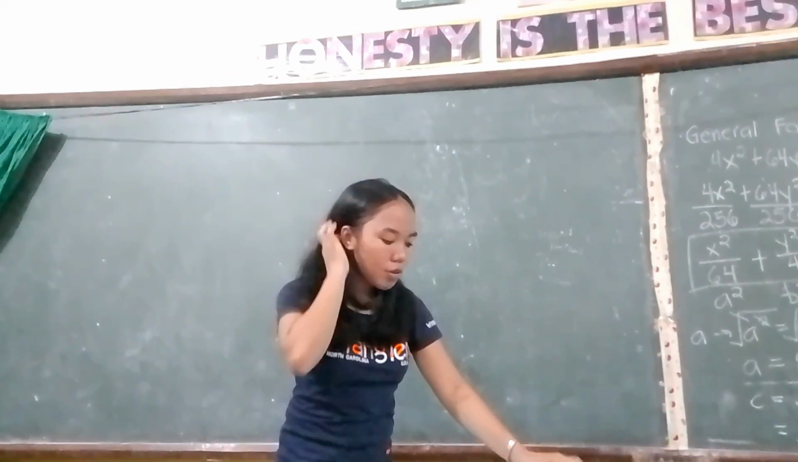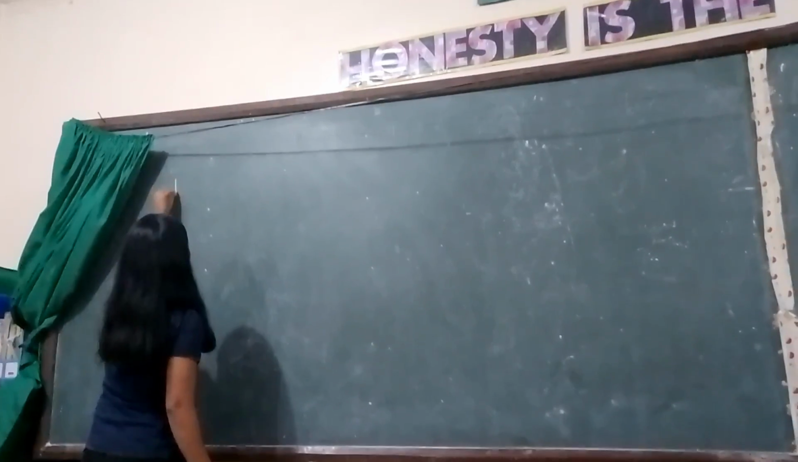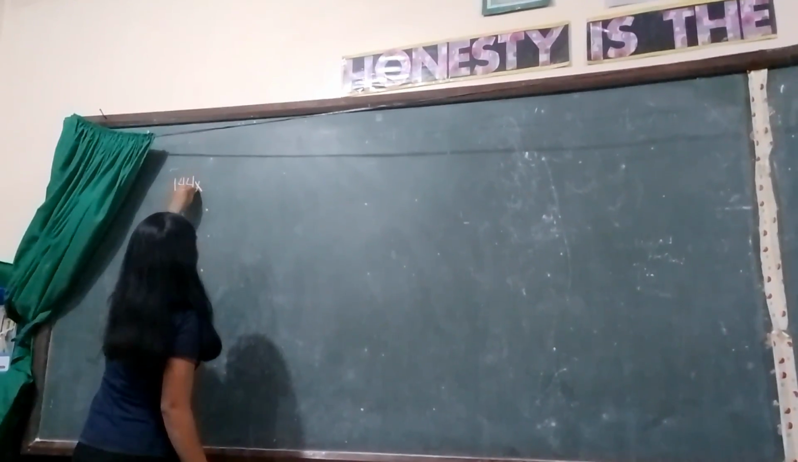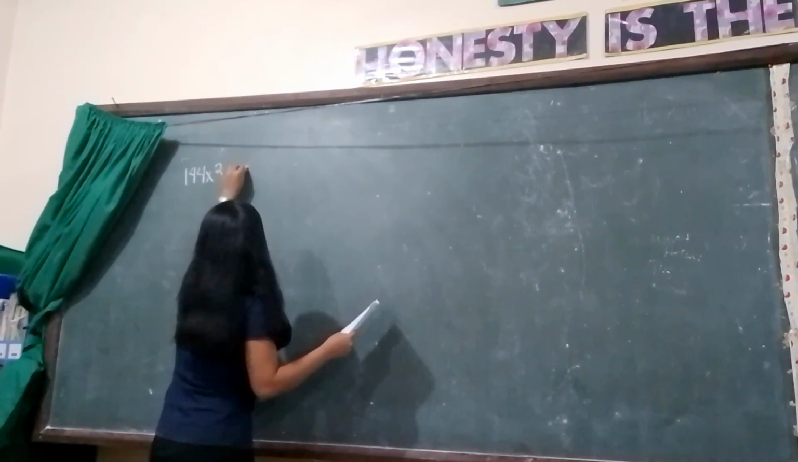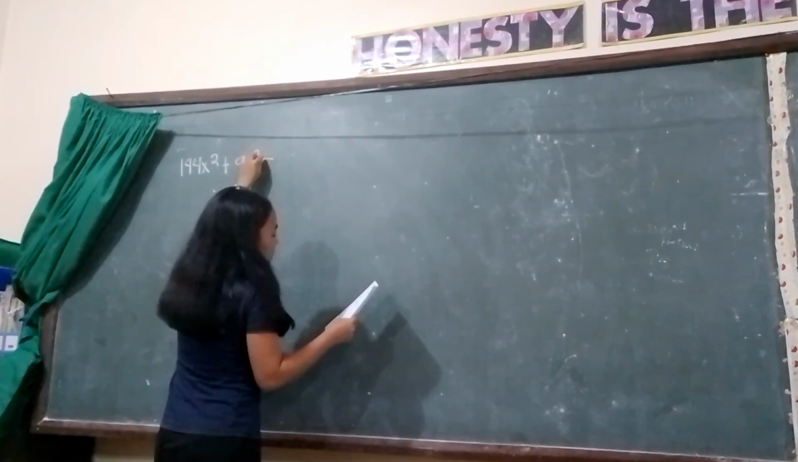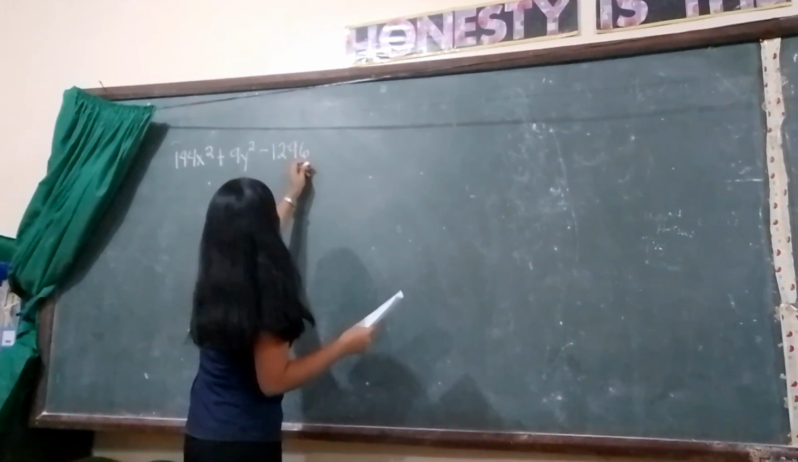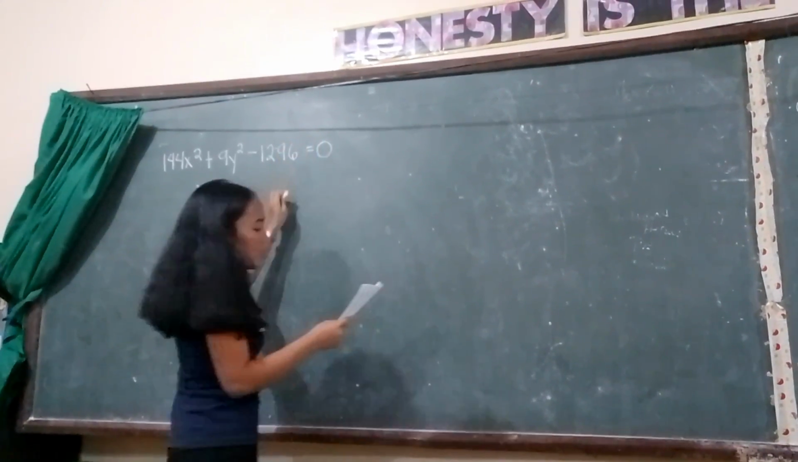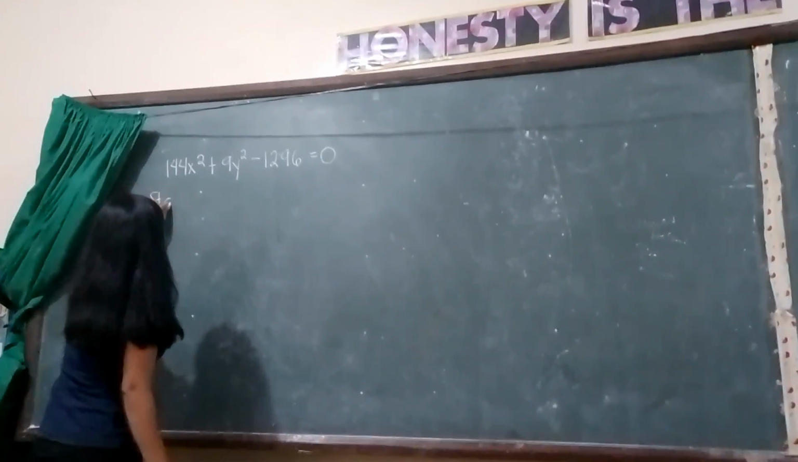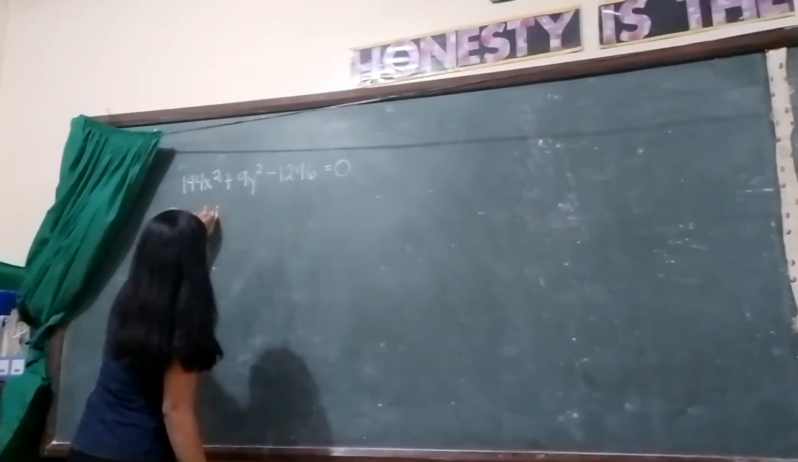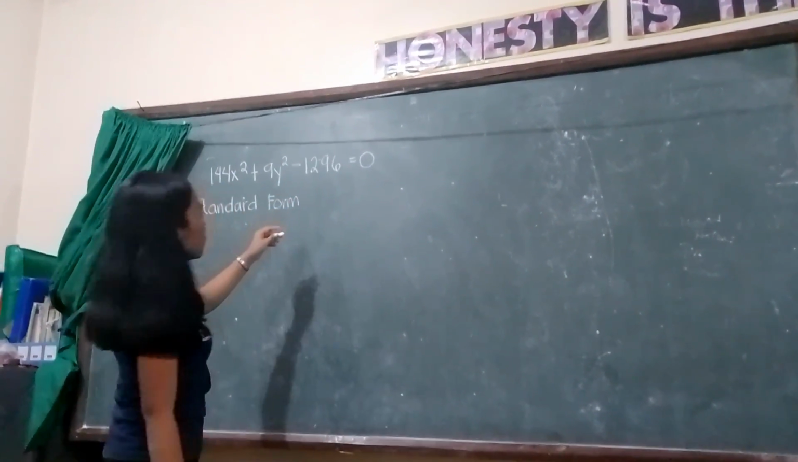So we have here the general form 144x squared plus 9y squared minus 1296 is equal to 0. So, to determine its standard form, we have to equate this one into 1.